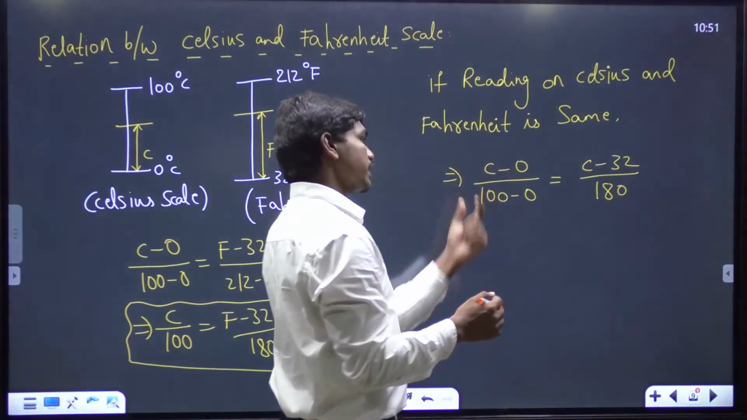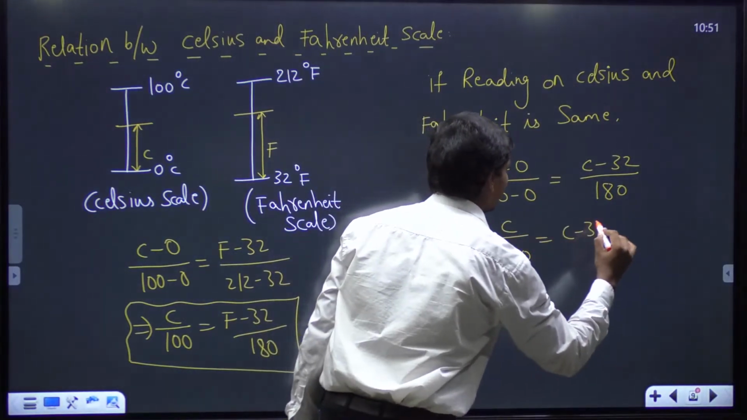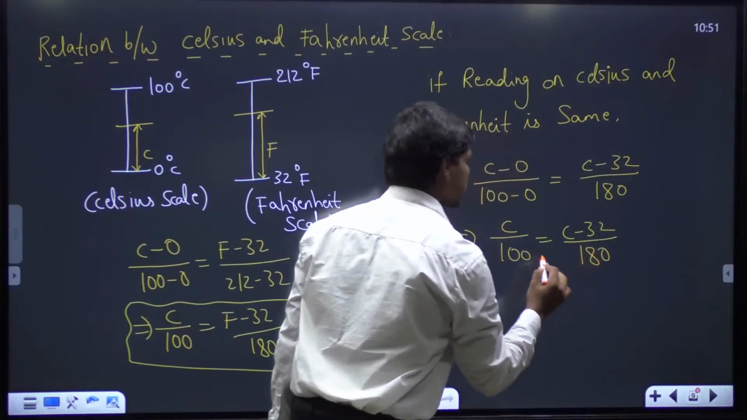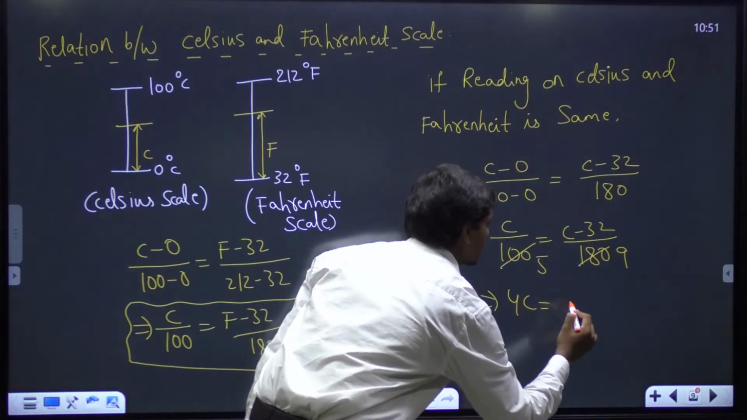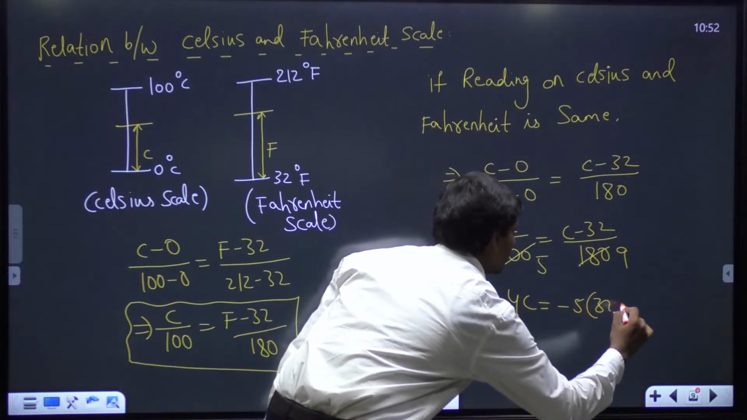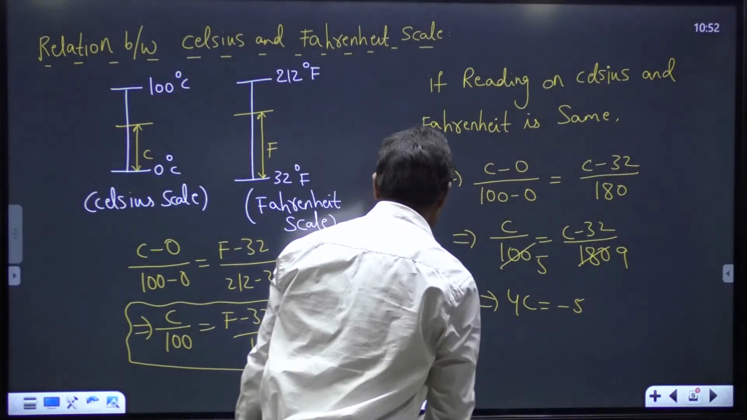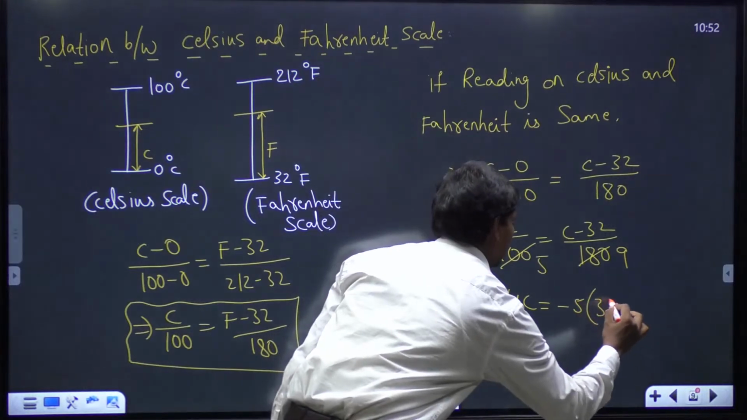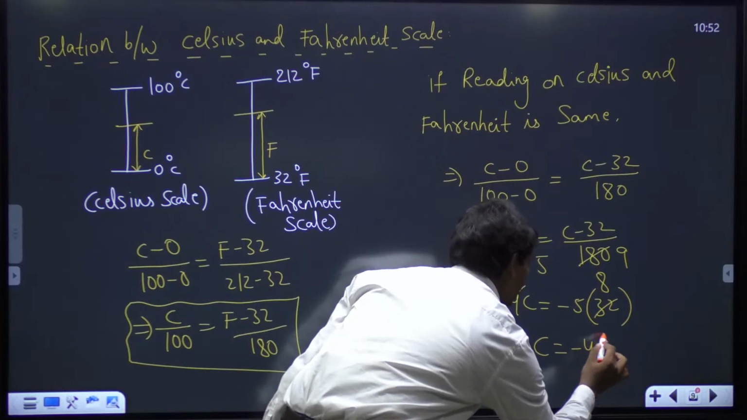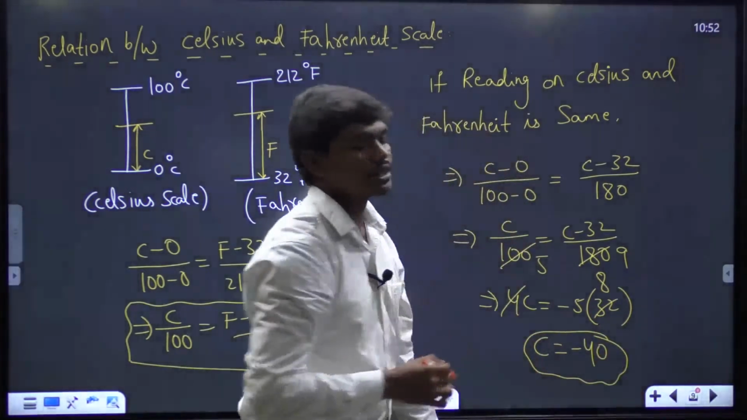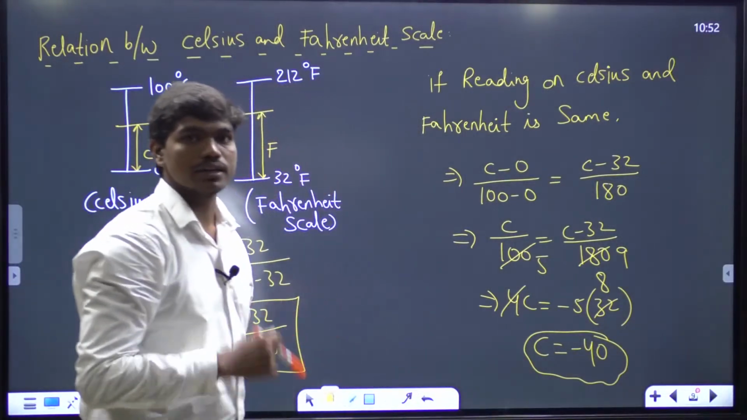So here, C by 100 is equal to C minus 32 divided by 180. If you cancel 20 times, this cancels 5 times, this is 9 times, which implies 4C is equal to minus 5 into 32. Let me write this clearly. 4C is equal to minus 5 into 32. Okay, so 4 cancels this 32 8 times. So C is equal to minus 40. So minus 40 degrees centigrade is the same as minus 40 Fahrenheit. Both show the same reading at minus 40 degrees.